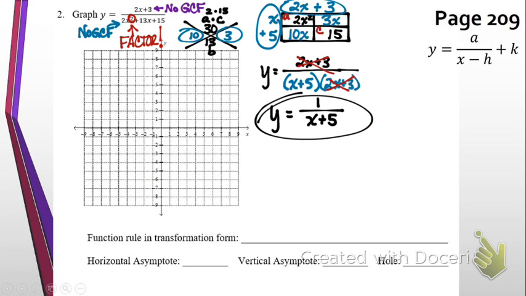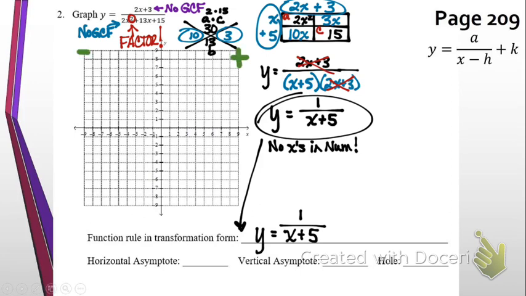Are there any x's left in the numerator here? No, not after I cancel that out. That is my transformation form. No x's in numerator. So that means I just write it down on this line. Y equals 1 over x plus 5.